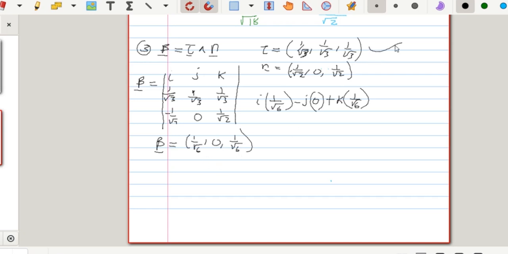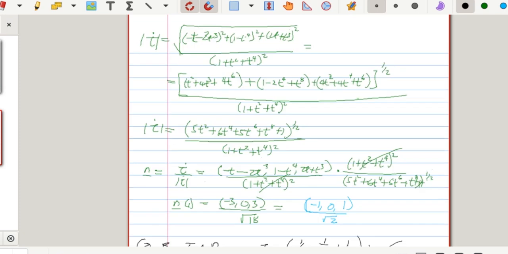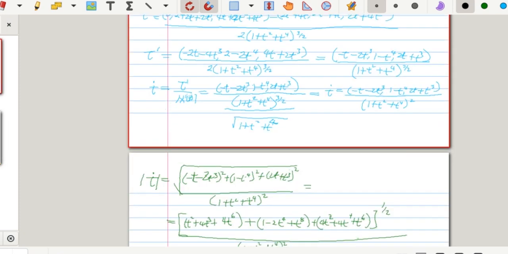So this is our tau, this is our normal vector, and this is our binormal unit vector. So this is a solution to the given question.